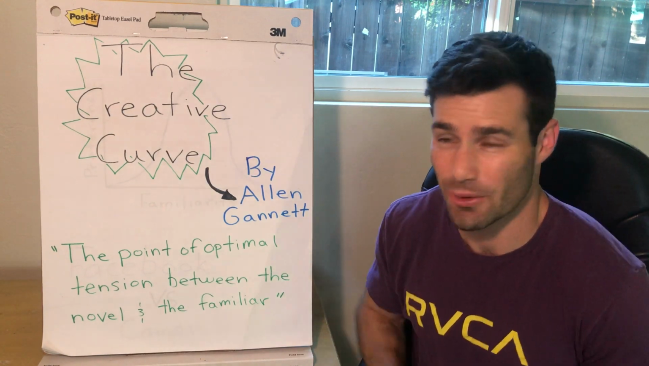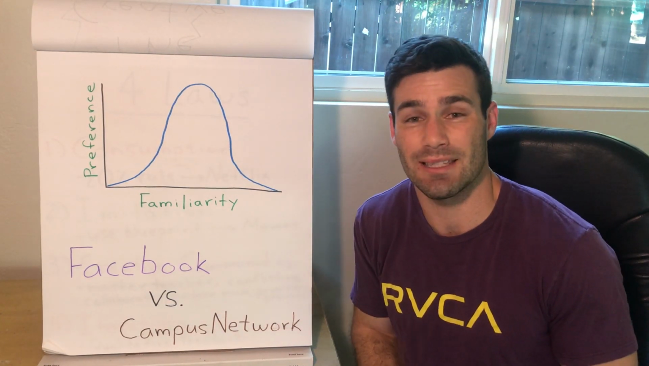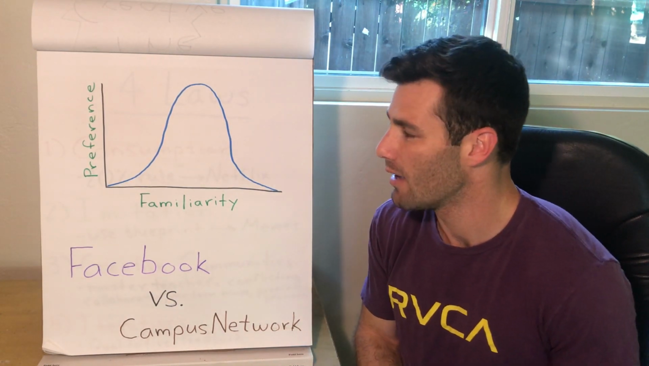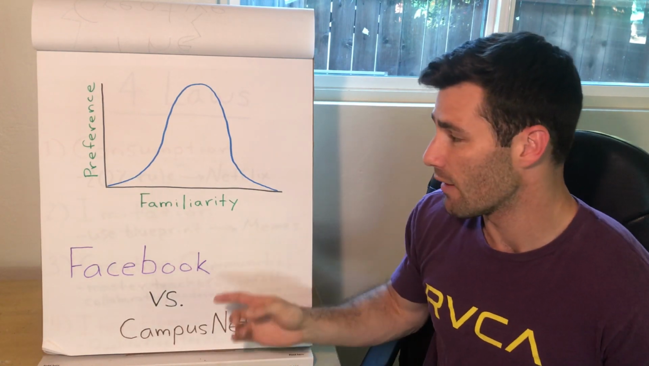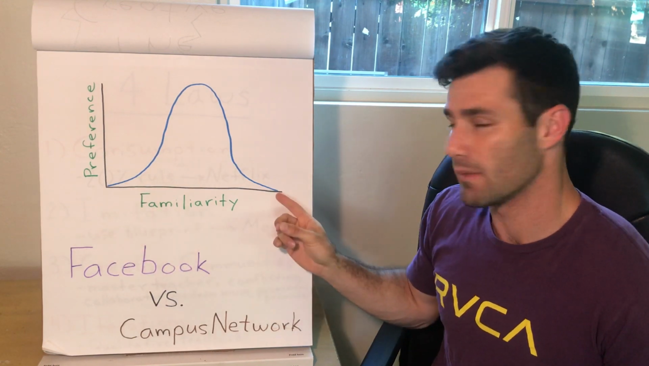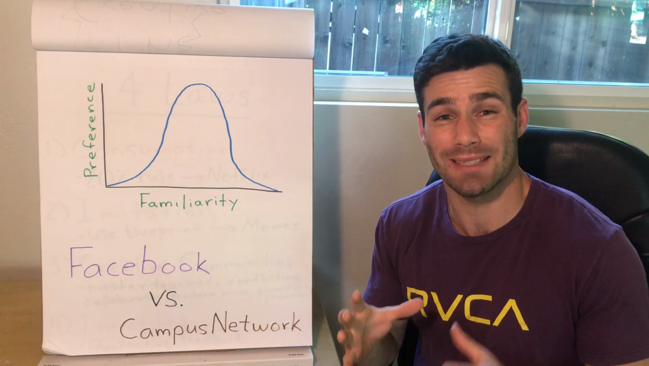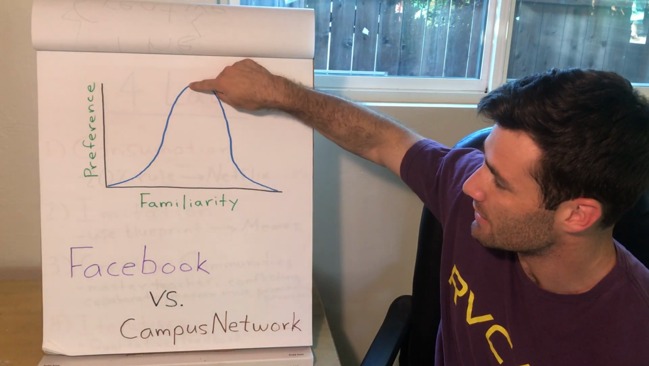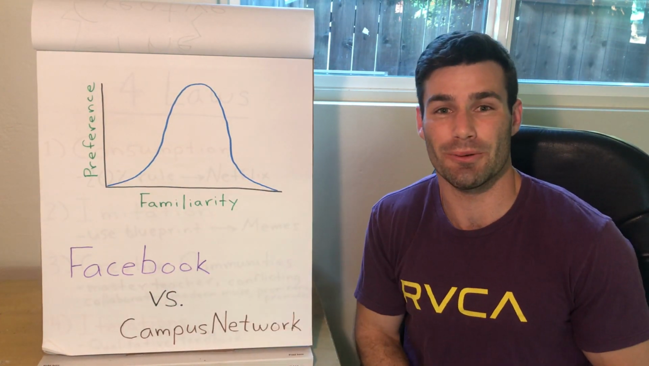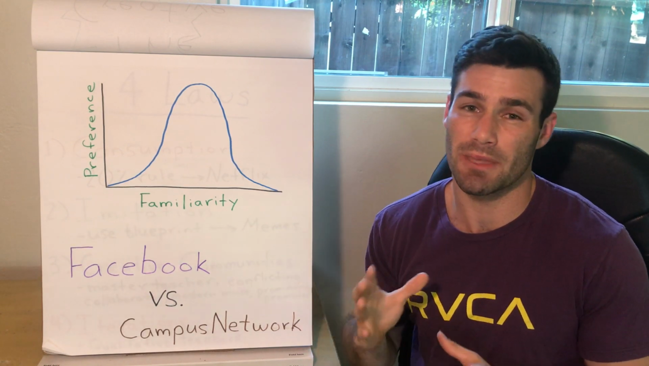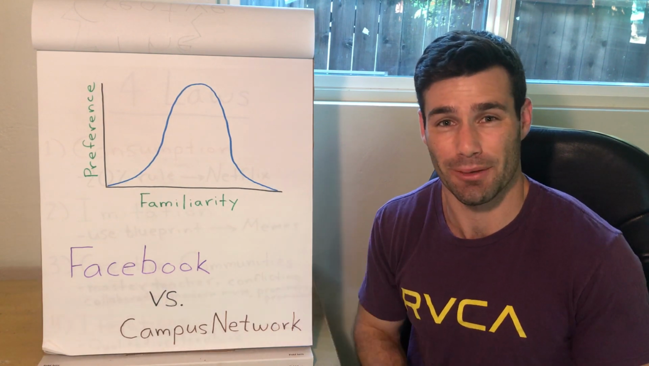Now that sounds like a lot of words, so let me illustrate that a little bit more. What you see here, this top graph, is the creative curve itself that he uses in the book. And the 2 axes are preference and familiarity. If you think of familiarity, you can either have a lot of familiarity with something or very little familiarity. So that's kind of the 2 edges of the graph there. And the point of optimal tension, which is the maximum preference, is right there in between the novel and the familiar. So Gannett argues that you have to find that sweet spot between something being novel and something being familiar, where real creativity has success in the marketplace.